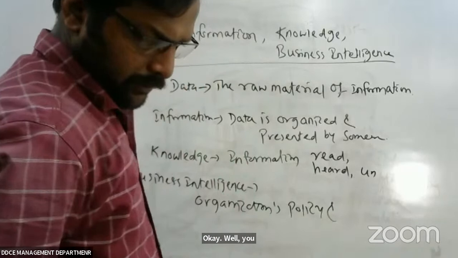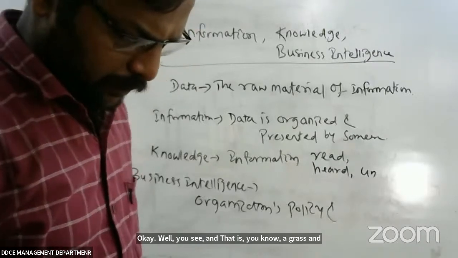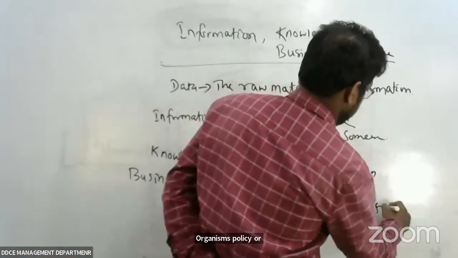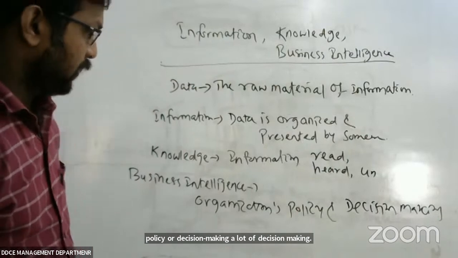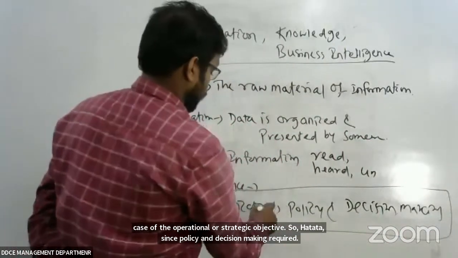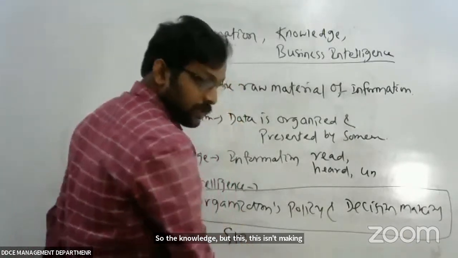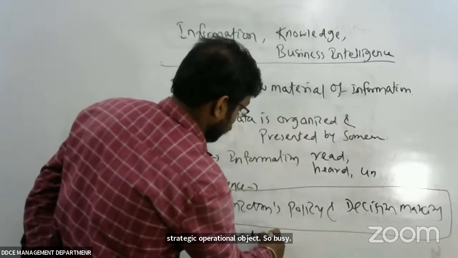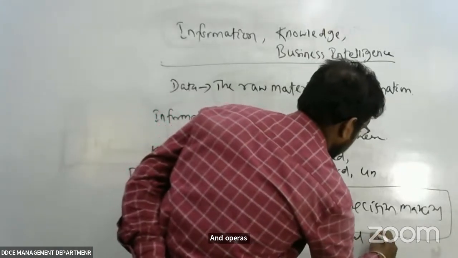That is the organization's policy and decision making process also, in the case of operational or strategic objectives. So what does the organization's policy and decision making require? The knowledge for this decision making is required for the purpose of strategic and operational objectives.